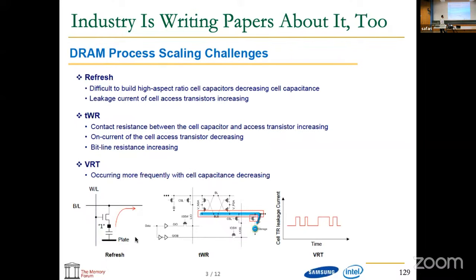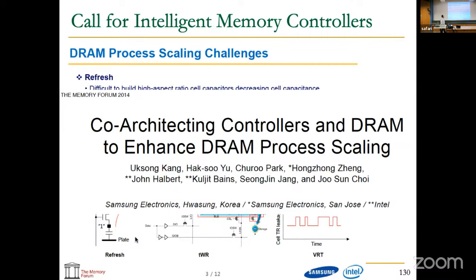So this Samsung-Intel paper proposed co-architecting controllers and DRAM to enhance DRAM process scaling. And it is some sort of obvious direction, in my opinion. We have many of these problems because of the isolation of responsibilities, or the abstraction and obfuscation between the DRAM chip and the memory controllers. So if we want to overcome these challenges, we really need to follow a holistic approach that considers every part that has been collaborating with each other all this time.